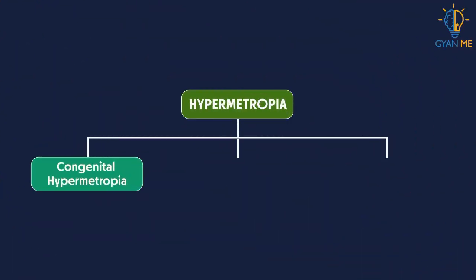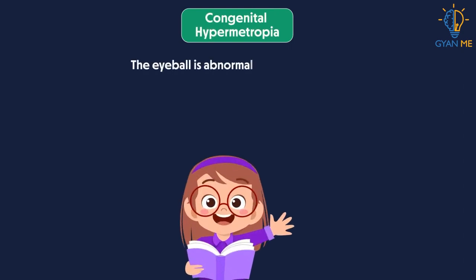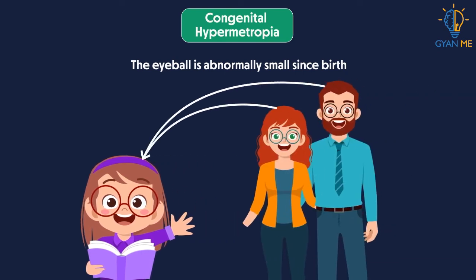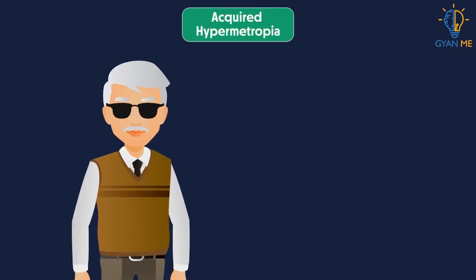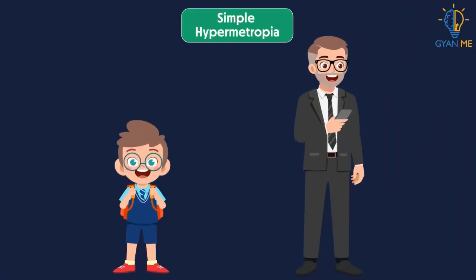Now, there are three types of hypermetropia: congenital hypermetropia, simple hypermetropia, and acquired hypermetropia. In the congenital one, the eyeball is abnormally small since birth. It may be inherited from father or mother during reproduction. Acquired hypermetropia usually occurs in those cases in which the lens has been removed after a cataract operation or any other surgery. Simple hypermetropia is a continuation of childhood hypermetropia that has not been detected over time.